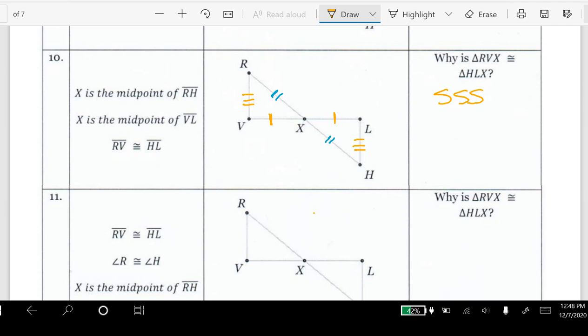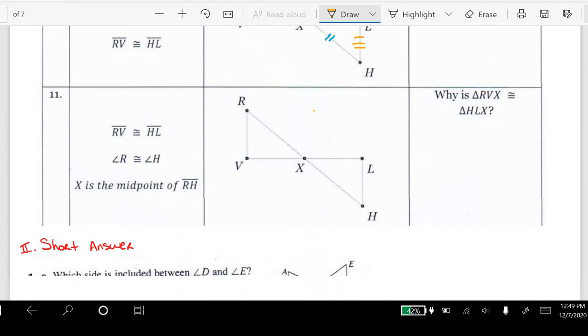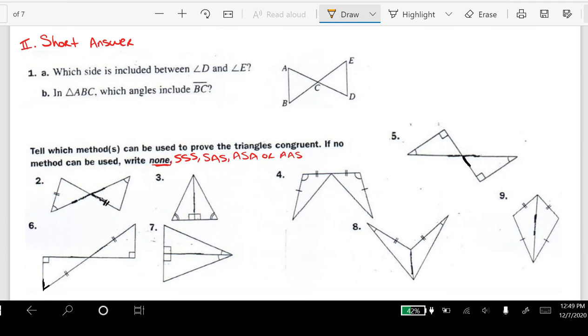Now, again, if that's all we needed, we're done. But in this case, we do have vertical angles, which are these here. And because these vertical angles are congruent, we also could have used SAS over here as an option. So moving on. Number 11, we can skip. All right, so let's go down to part 2.